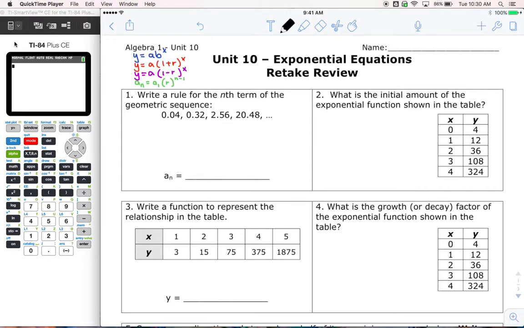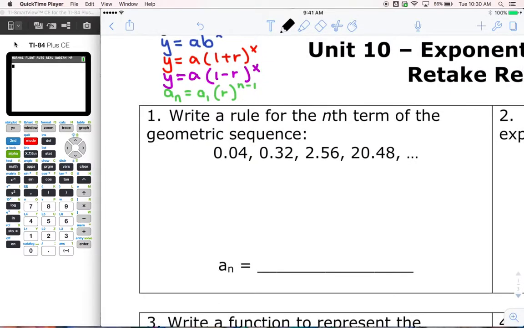We're going to take a look at the first question. Write a rule. Guys, write a rule just means write an equation. Write a rule for the nth term of the geometric sequence 0.04, 0.32, and so on. You guys are going to be using this formula to write a rule. And you got a good hint, because you've got this a sub n right here in your answer. So let's just figure out what is a sub 1 and what is r, because that's all we need to be done with this question.